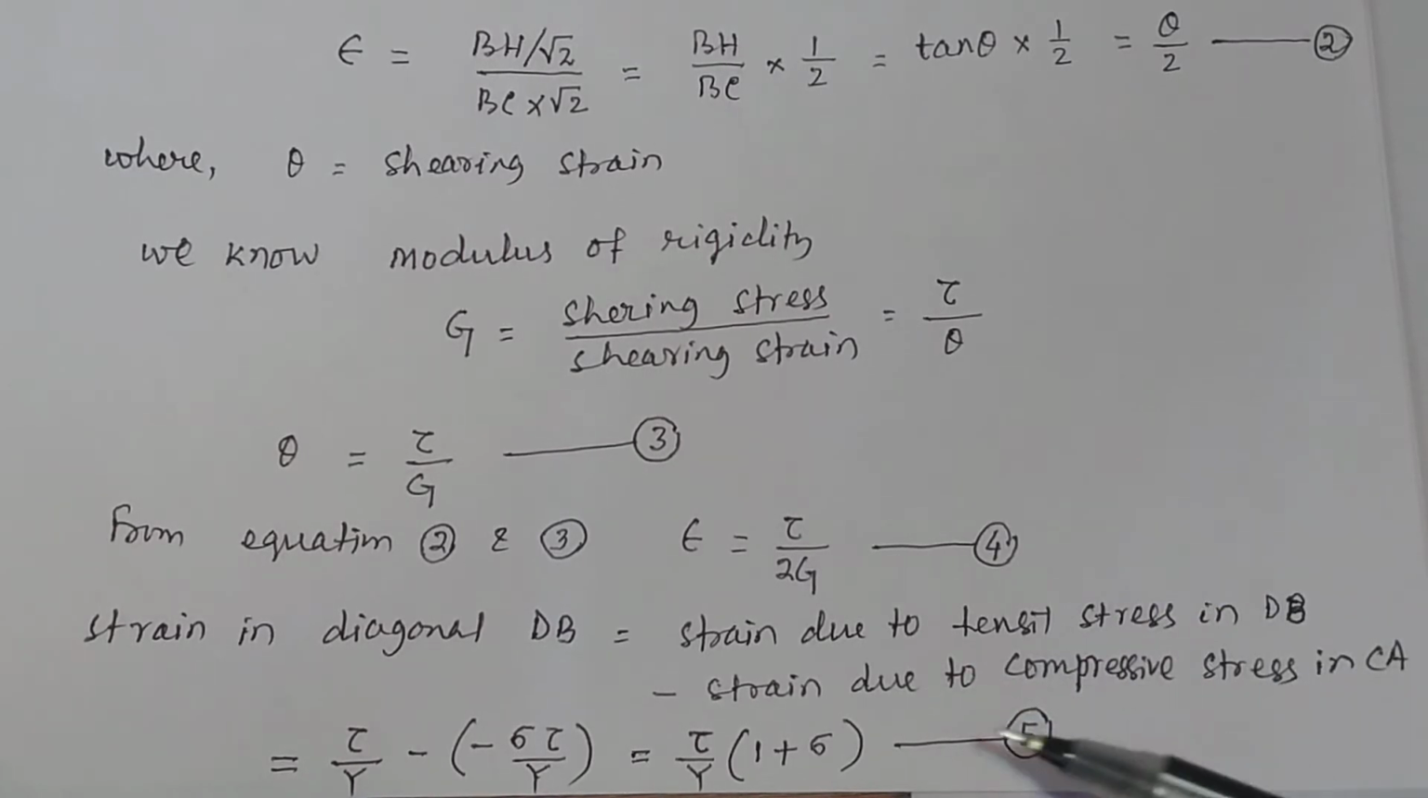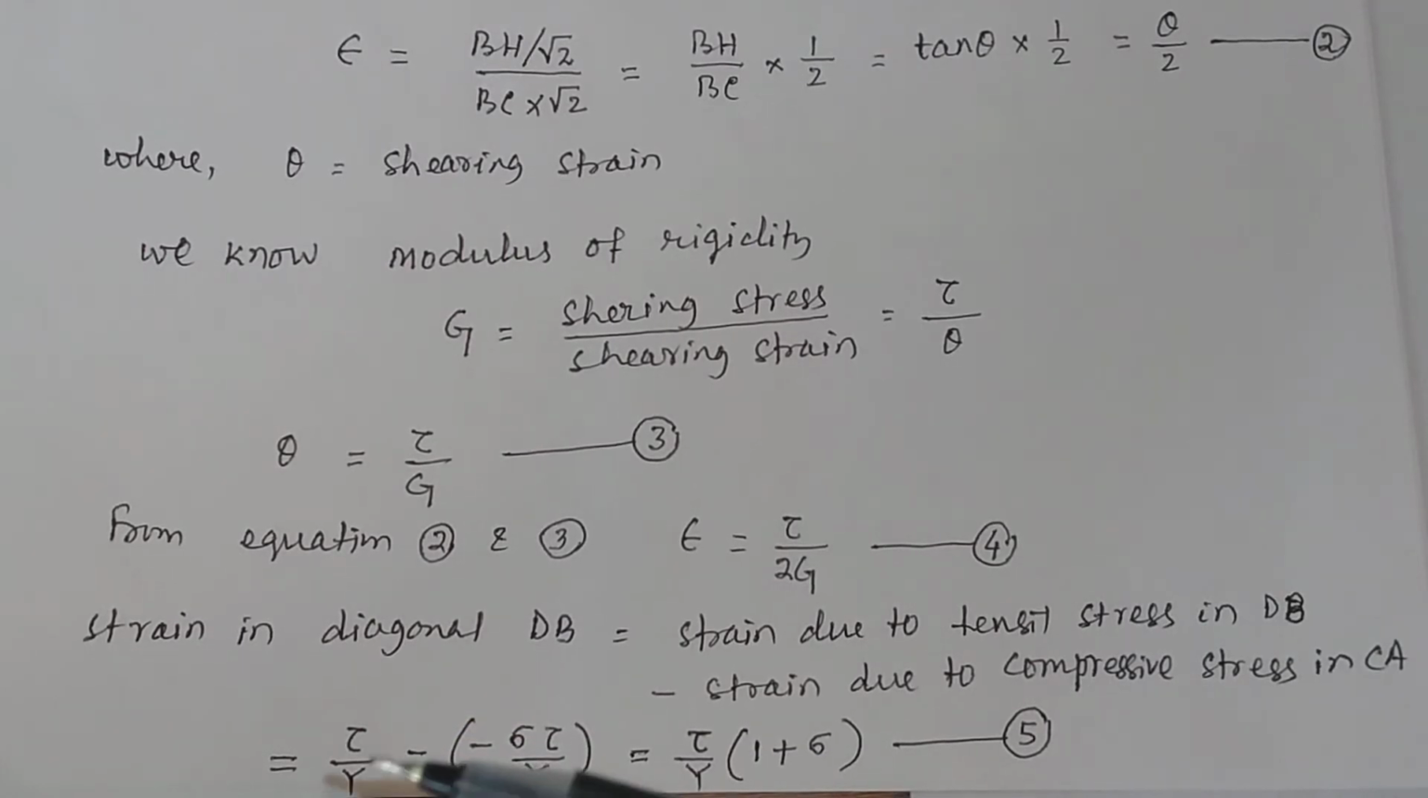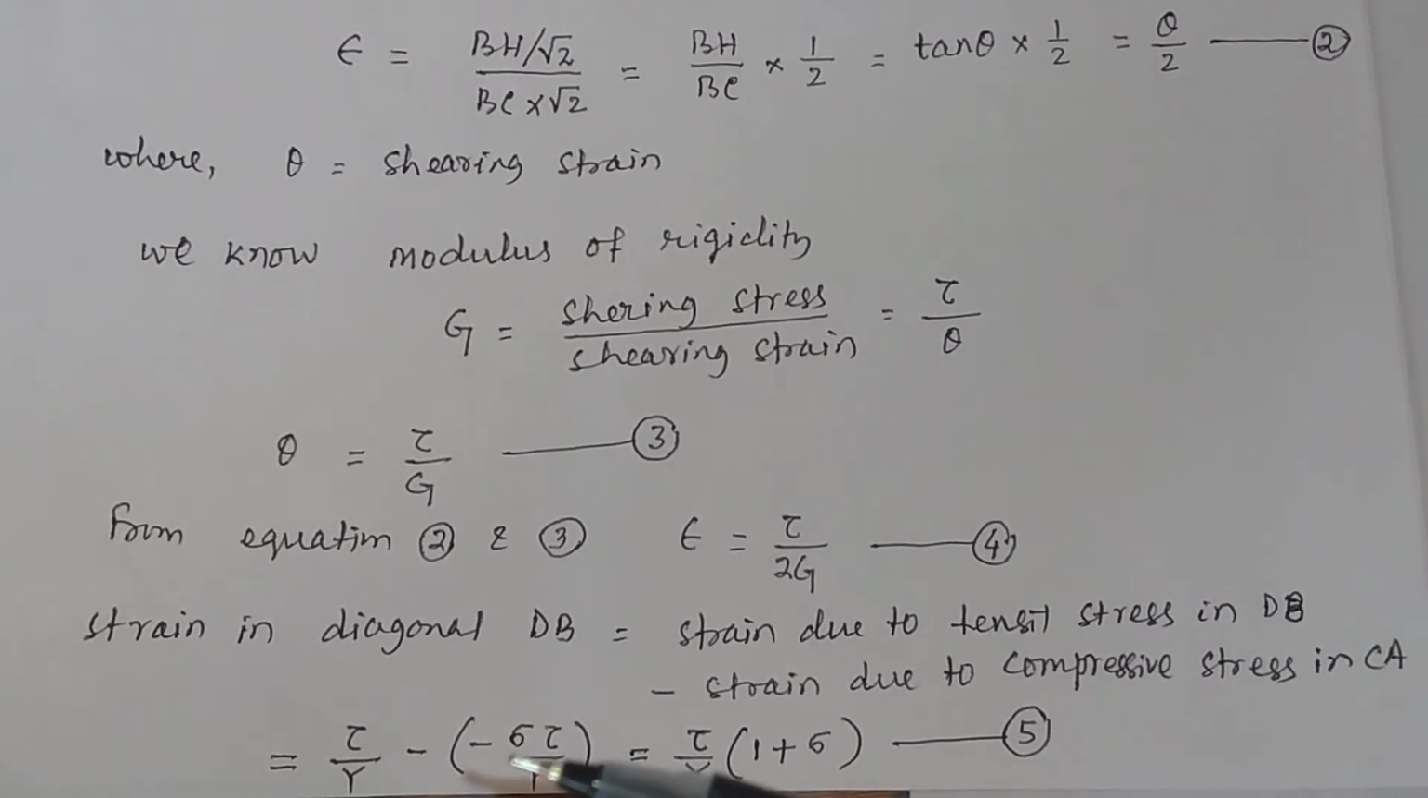And what is the strain due to tensile stress in DB? That is equal to tau divided by the Young's modulus Y, because tau is the shear stress. So tau divided by Y, minus the compressive strain in CA, that is minus sigma tau divided by Y, because it is lateral compression. So you have to multiply by the Poisson's ratio sigma, with a negative sign because the diagonal CA compresses. So this will be equal to tau divided by Y into 1 plus sigma. Suppose this is equation 5.